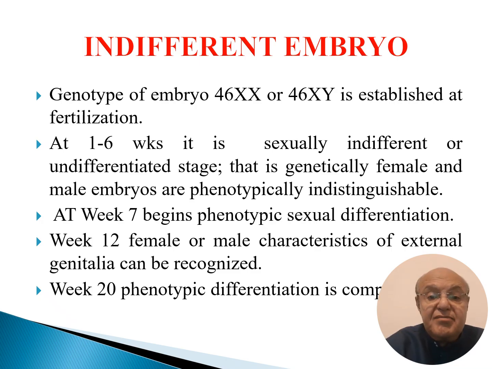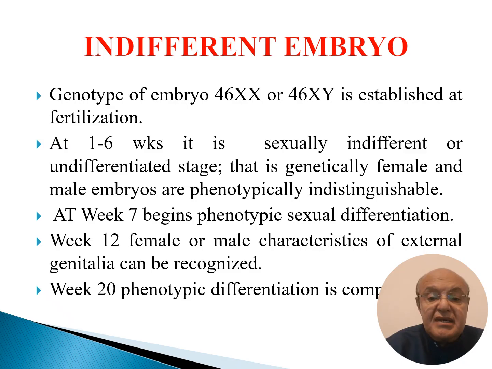The indifferent embryo, the baby in the uterus, has a genotype of either female, 46 XX chromosomes, so 23 pairs: 22 autosomal chromosomes and 1 sex chromosome, either XX or XY. XX is female, XY is male. At 1 to 6 weeks, it is the sexually indifferent or undifferentiated stage.